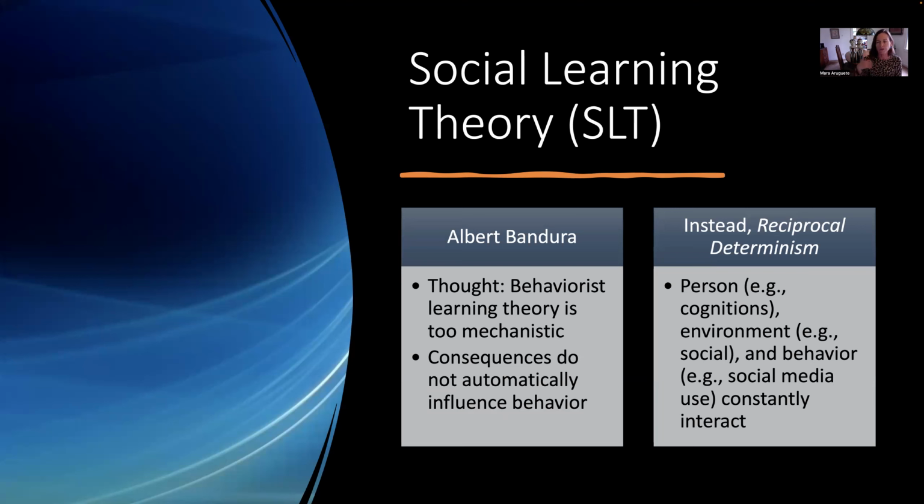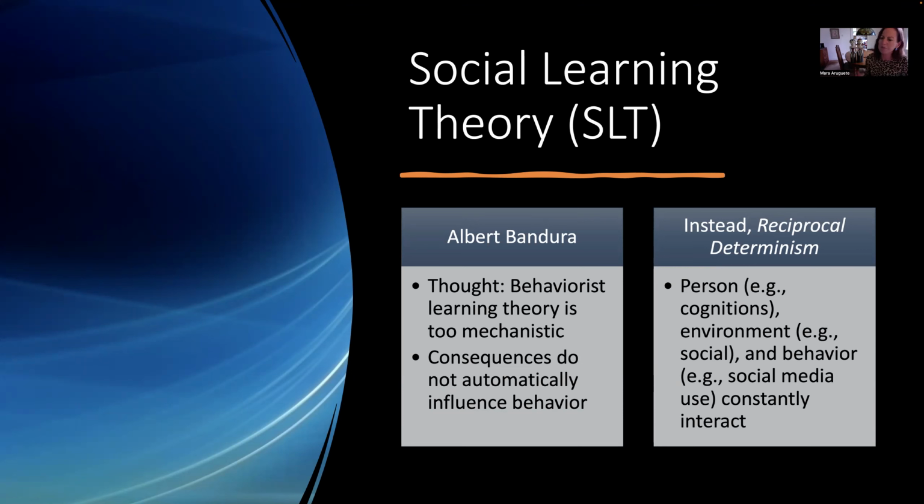Okay, so this guy comes along named Albert Bandura, and he forms what is called social learning theory, or sometimes called social cognitive theory. And he thought that basically behaviorism theory was too mechanistic. He said that a consequence does not automatically influence a behavior. So for example, if you are reinforced for a behavior, it's not automatic that it will increase the behavior. Instead, there are other things that are going on.